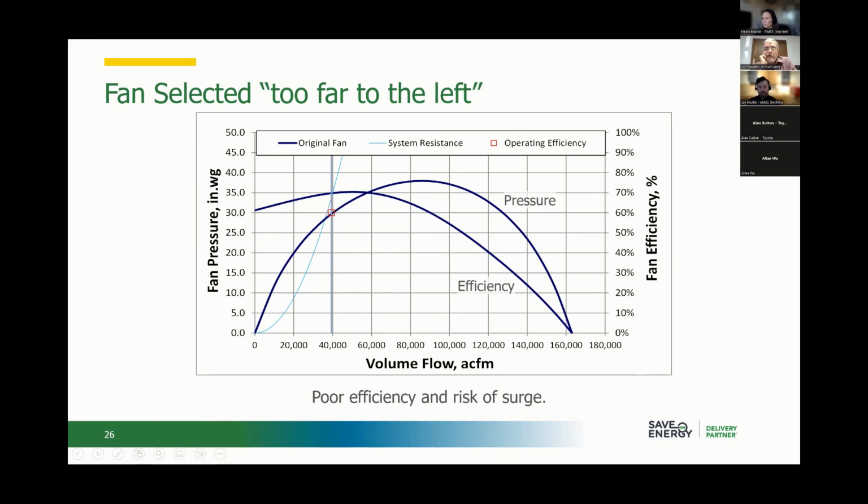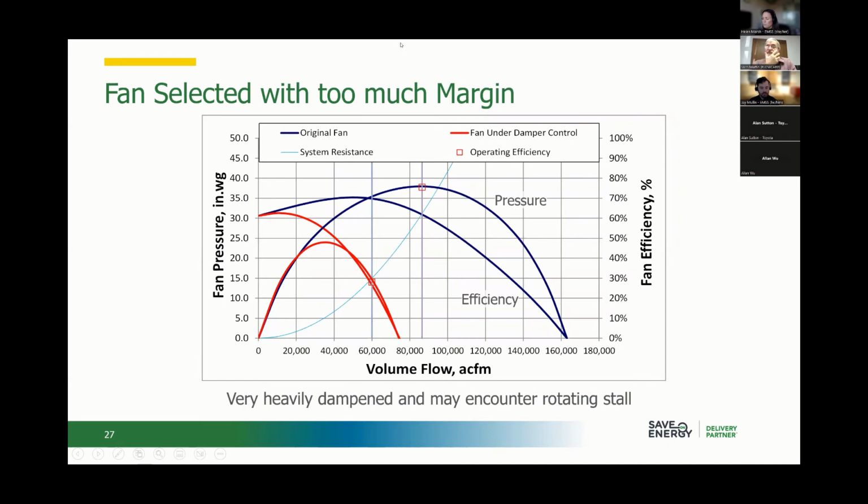Okay, next one, Jay. This fan is on a system curve that goes right up through a point up here, which is under our best efficiency point, but we're not needing that much fan. In fact, we need substantially less. So we've got the fan dampered well down, and in dampering that fan down, its efficiency has dropped like a rock. So what we have here is a fan that is simply way too big for the application.